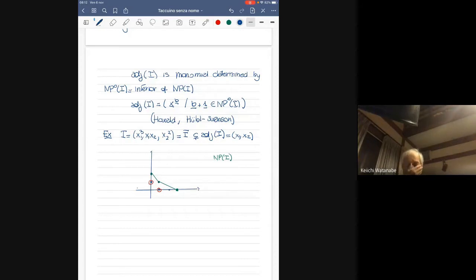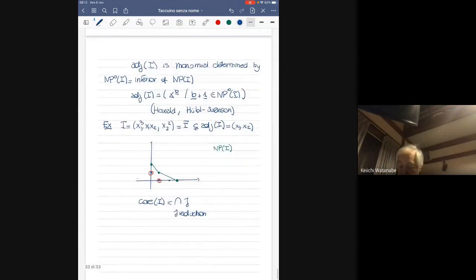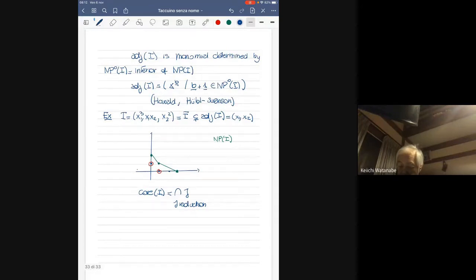And now the core. I want to remind you that the core of I is the intersection of all reductions. And we could ask, so the core is sandwiched between these 2 monomial ideals, and we could ask, is the core monomial? And the answer is yes. And why is the core monomial? Because of the torus action. The torus action, you remember, fixes monomial ideals.